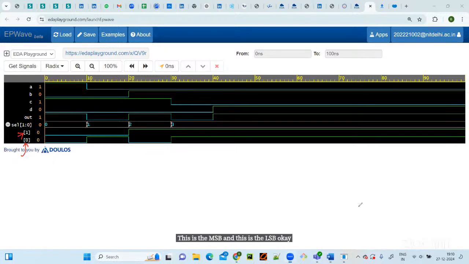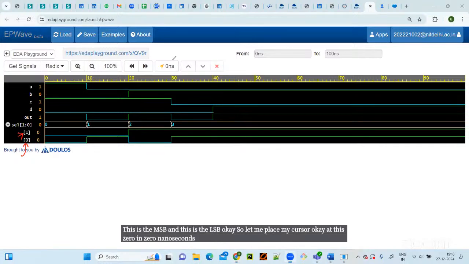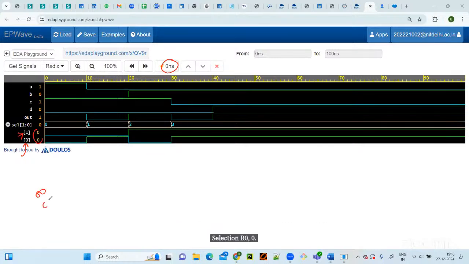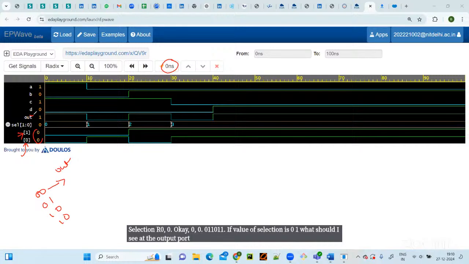Let me place my cursor at this 0, at 0 nanoseconds. Now my cursor is at 0 nanoseconds, and at that time, what are the values of the selection line? Selection is 0 0, and the sequence is 0 0, 0 1, 1 0, 1 1. If the value of selection is 0 0, what should I see at the output port? I should see the value of A, right?